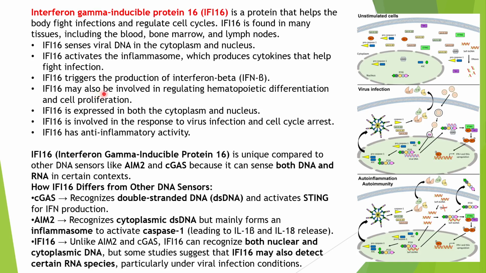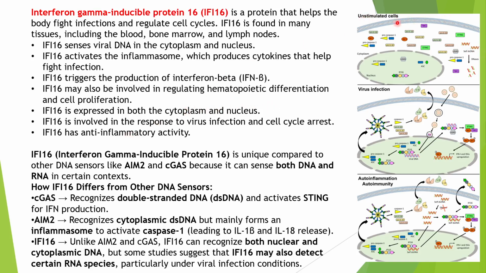Then it is also involved in regulating hematopoietic differentiation and cell proliferation because it regulates the cell cycles, and it is expressed in both cytoplasm and nucleus, and it is involved in the response to virus infection and cell cycle arrest. So when there is a virus infection, or if there is a cell cycle arrest in either the proliferating cells or in the hematopoietic cells or during the differentiation, in both these conditions your IFI16 is involved. Your IFI16 is also involved in anti-inflammatory activity.